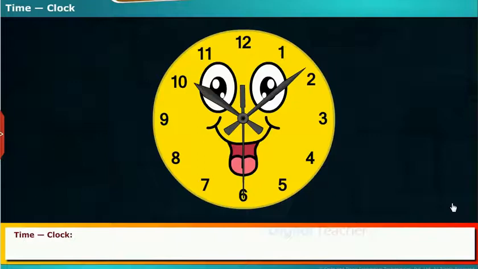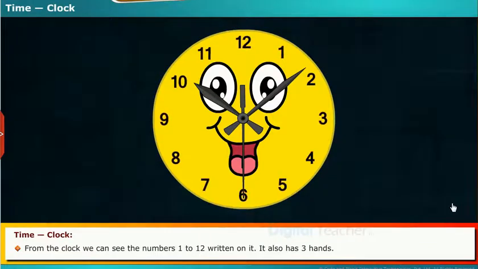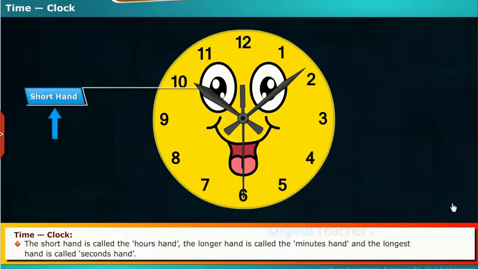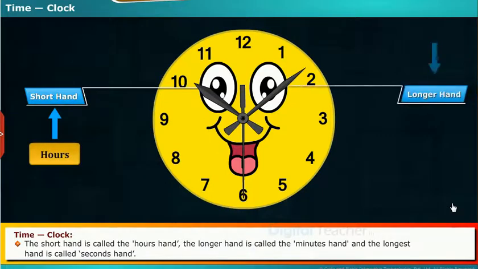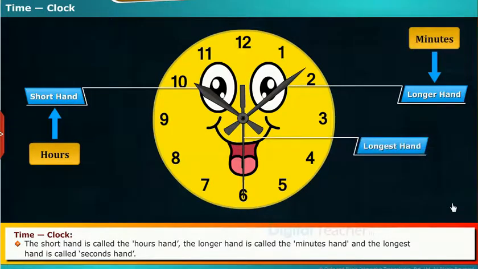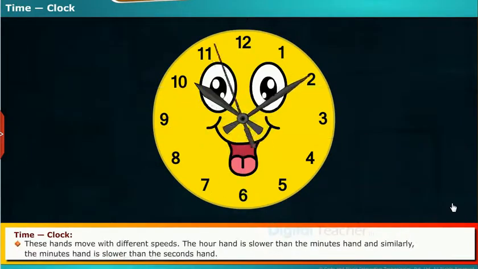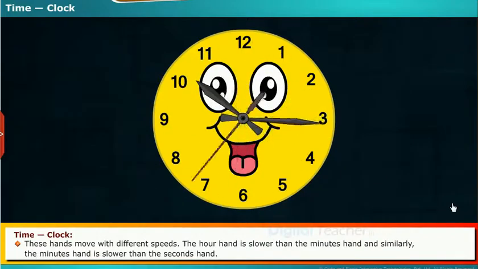Time, clock. Hi children, here is a clock which tells us about the time. From the clock we can see the numbers 1 to 12 written on it. It also has 3 hands. The short hand is called the hours hand, the longer hand is called the minutes hand, and the longest hand is called seconds hand. These hands move with different speeds. The hour hand is slower than the minutes hand, and similarly, the minutes hand is slower than the seconds hand.